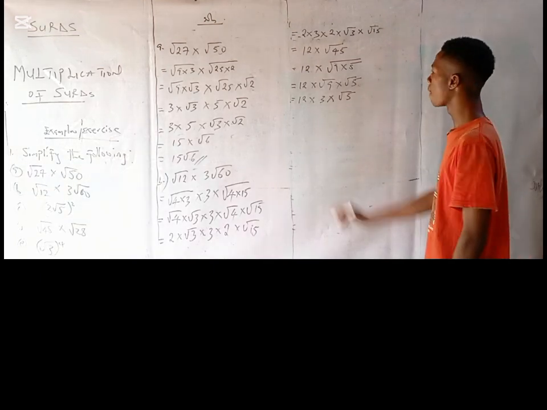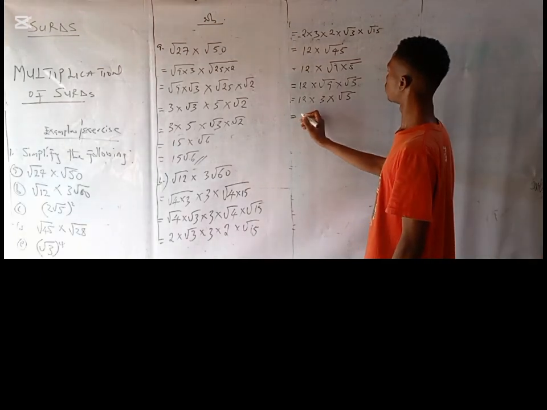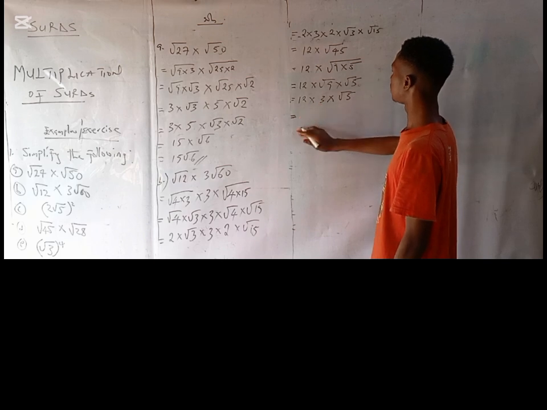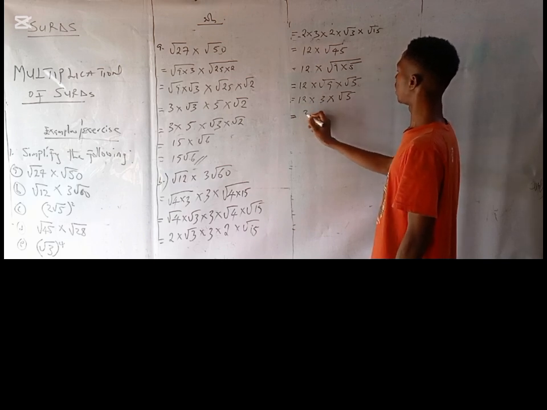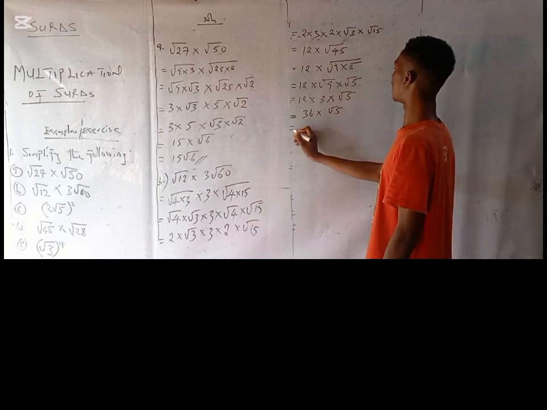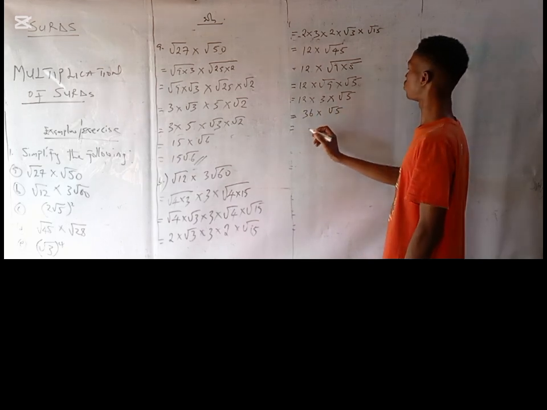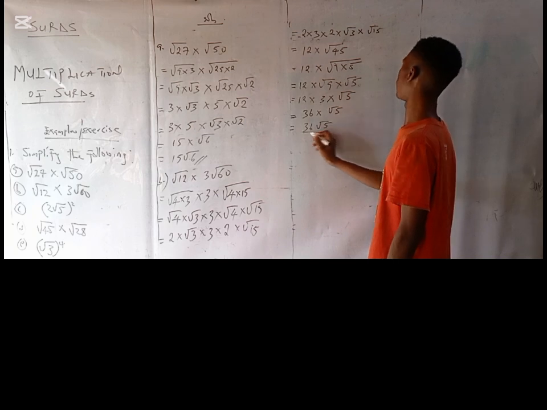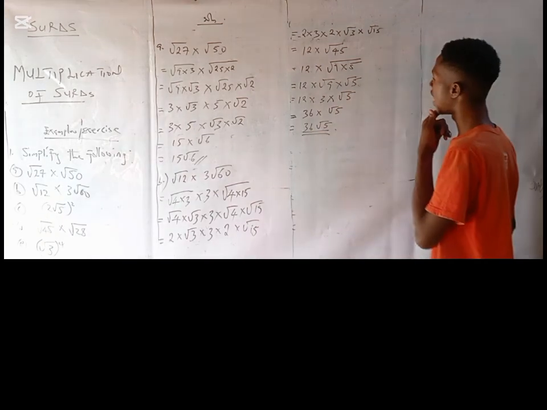So what do we do? 12 times 3, let's multiply, we have 36 times root 5. So we have the answer as 36 times root 5, 36 root 5. That's the final answer.